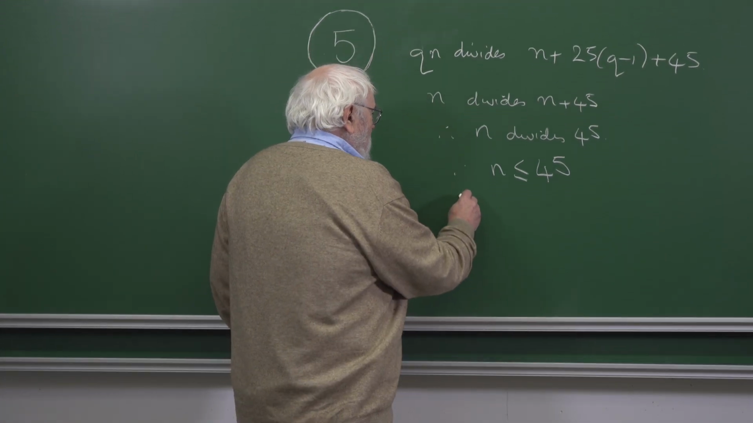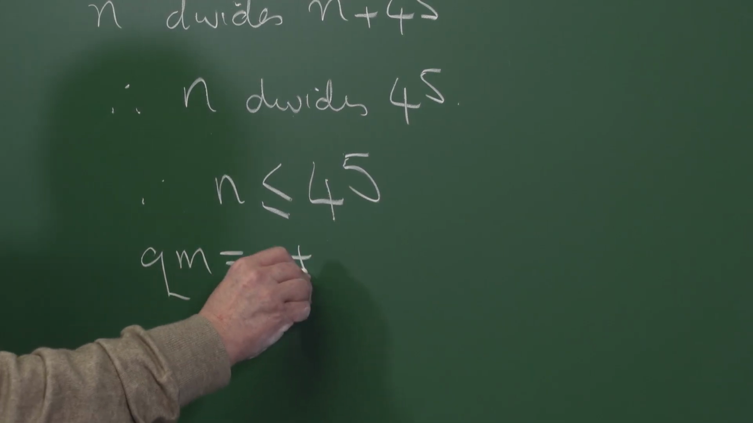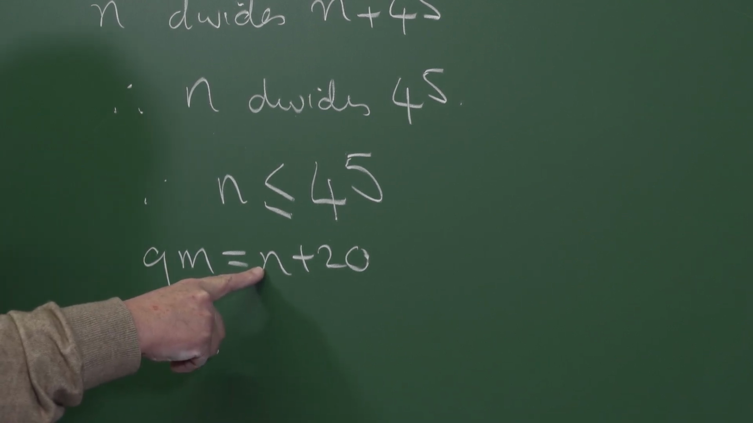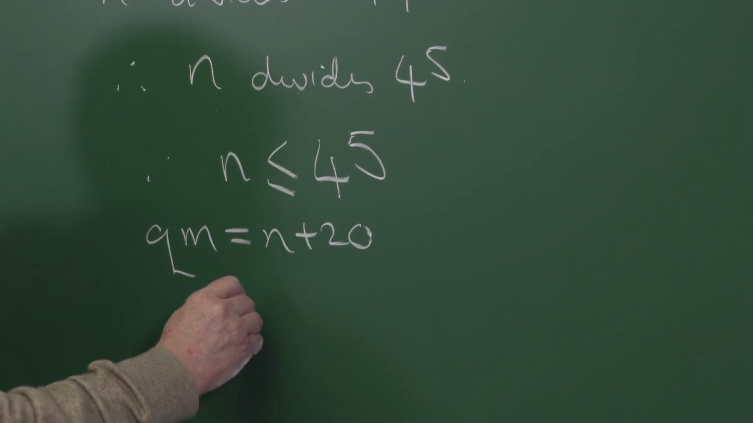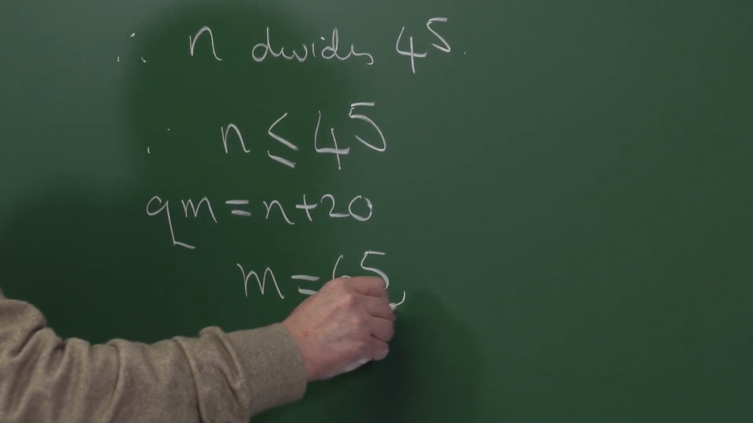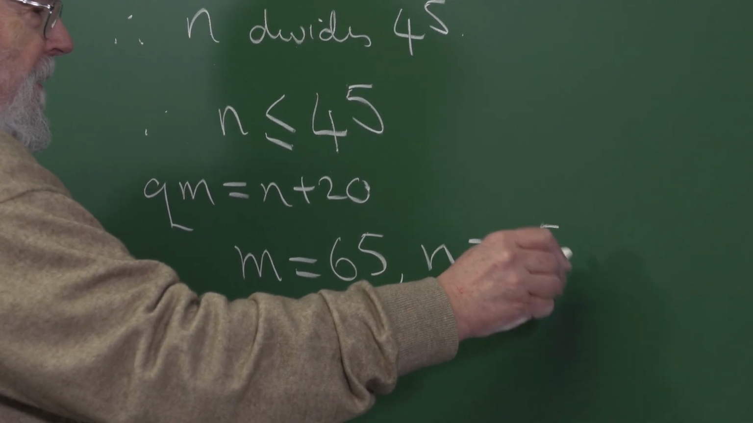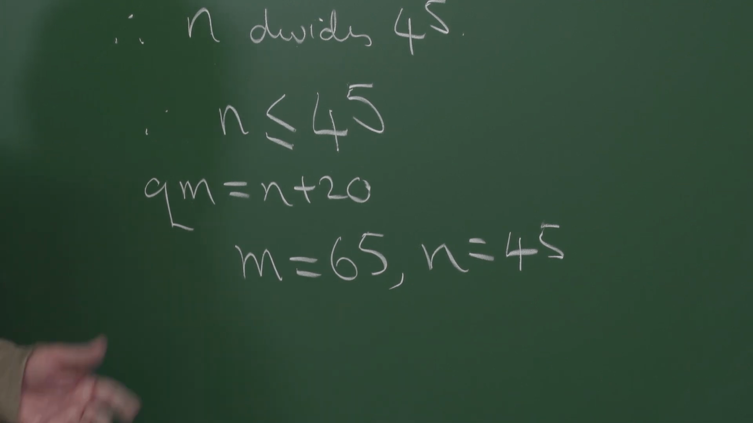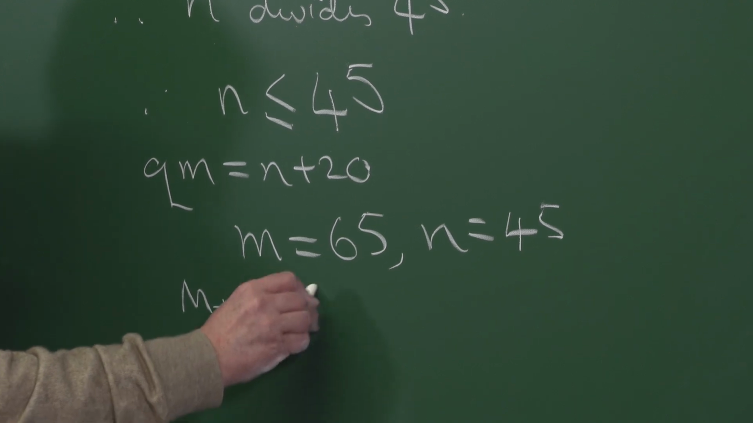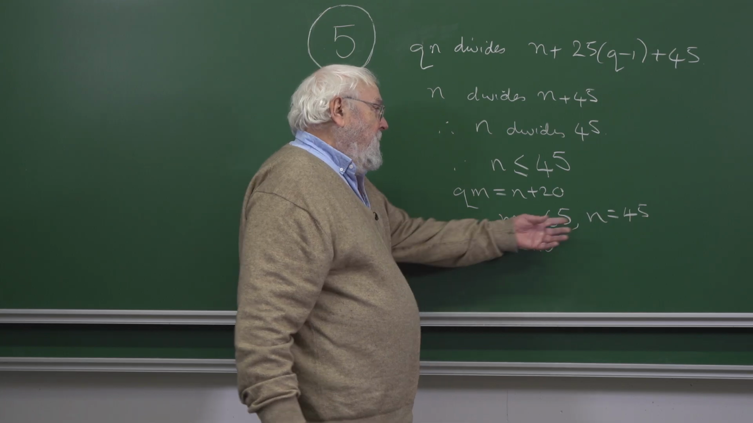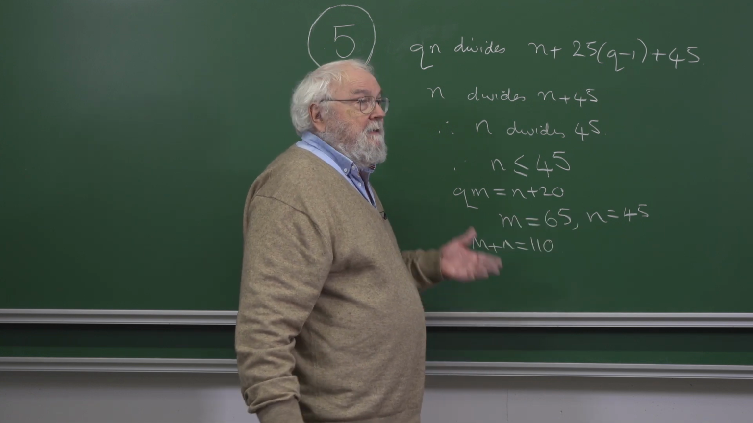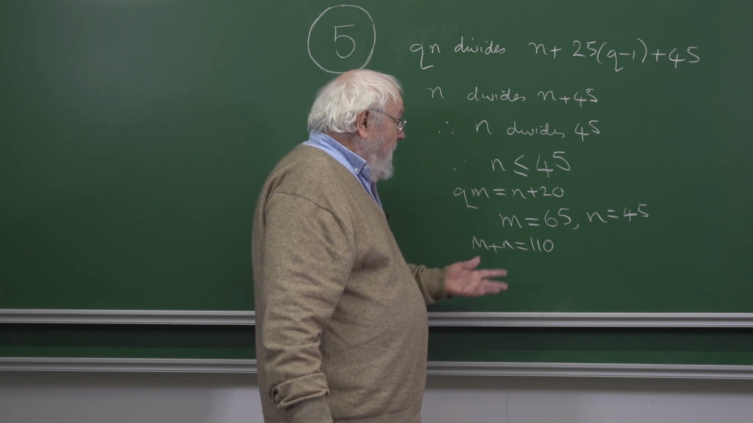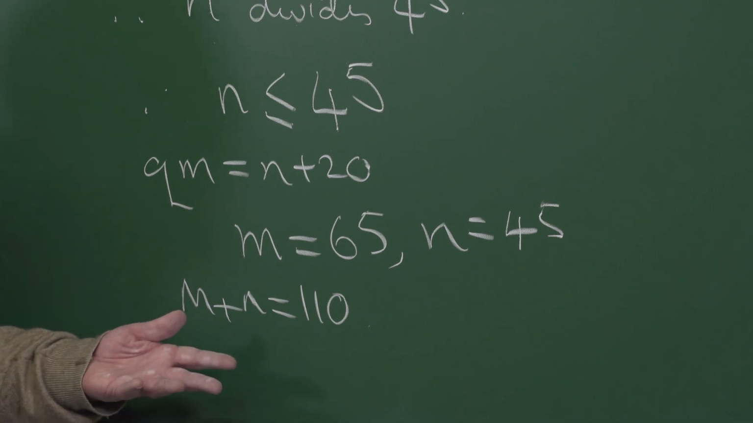So n is at most 45. But if you recall, we had the equation qm is n plus 20, and q is 1. So m is 20 more than n, and so we do have the possibility that m is 65 and n is 45. So these are upper bounds for both n and m in these circumstances, and then m plus n would be 110. You can check, by the way, that these two numbers satisfy the conditions for the problem. We don't yet know that this is the answer. Indeed, it isn't. But that's the best you can do when you let q be 1.